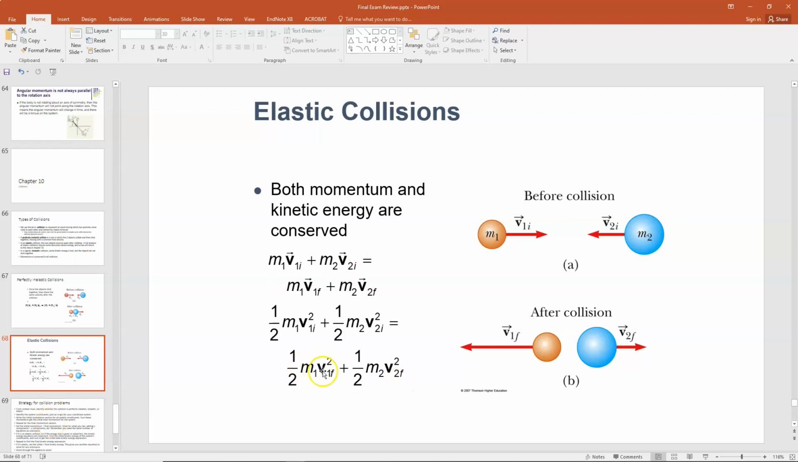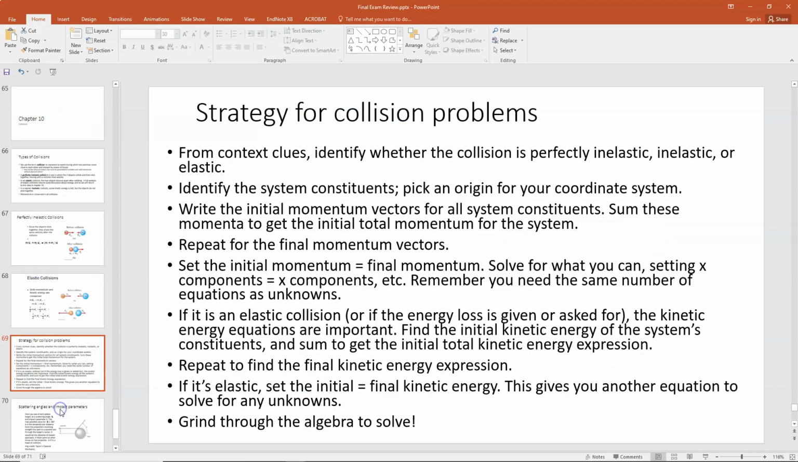Remember that what goes into these equations is the speed, which would be the dot product of the velocity vector with itself. So for collision problems, from context clues, sometimes they'll state it right out, you've got to identify whether the collision is perfectly inelastic or elastic. Identify your system constituents, right? Pick an origin, draw yourself a picture.